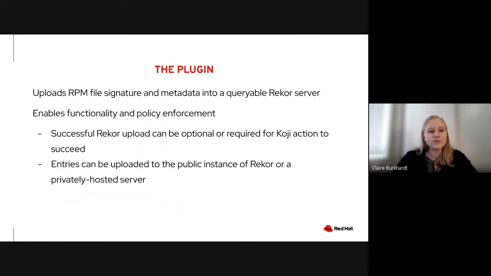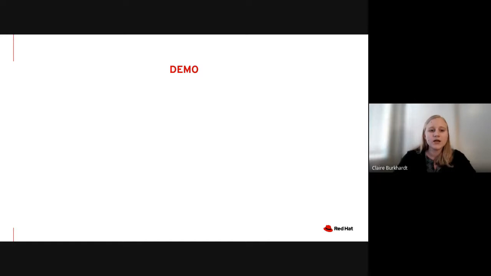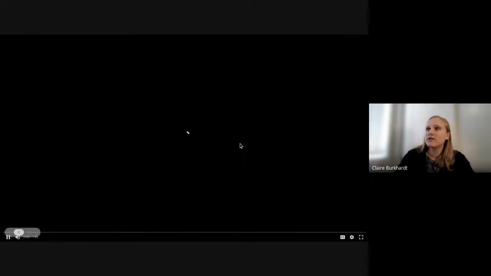So the plugin uploads the RPM file signature and metadata into a queryable Rekor server. When I was creating this, one of the reasons I decided to make a plugin is because it was really important to enable both functionality and policy enforcement. What that means is that you can configure within the plugin whether a successful Rekor upload is optional or required for the Koji action to succeed. And you can also configure where the Rekor goes, so it can be to the public server or to a private server that somebody else hosts, depending on your workflow. And I want to run through a quick demo of how this works.